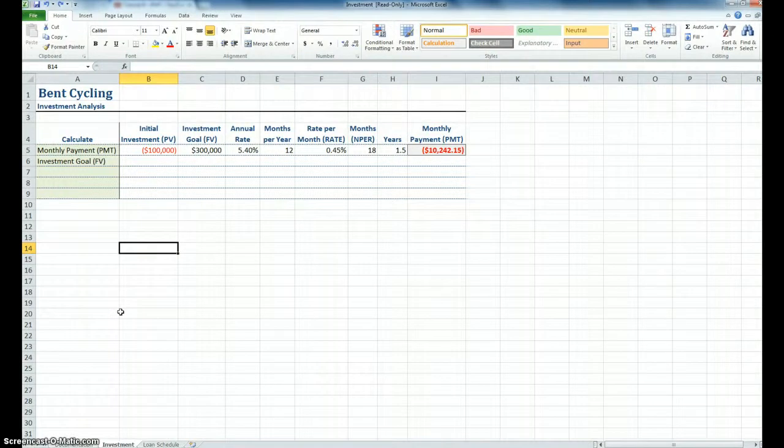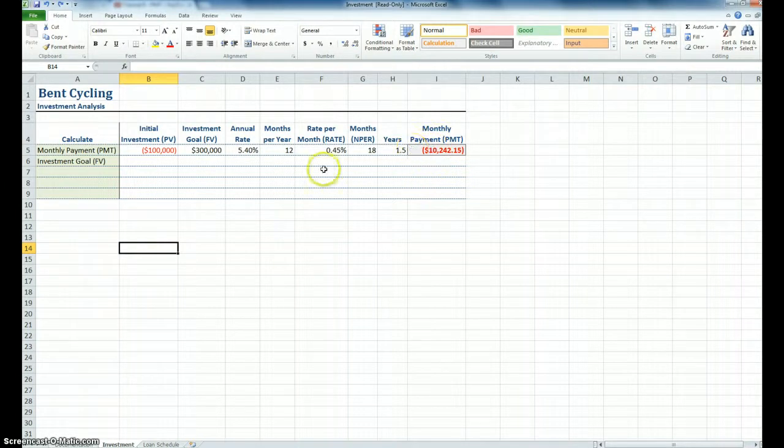Okay, so we just figured out that if Diane wants to build, and it's going to cost her $300,000 to build this expansion, and she has $100,000, and she has an annual interest rate of 5.4%, and she wants to do her expansion in 18 months, she would have to add over $10,000 a month into this account to get to this number at the end of 18 months. Well, as we read on, she doesn't have that money. She can't do it. The most she can put in here is $7,500.